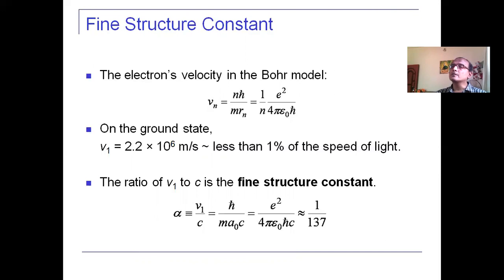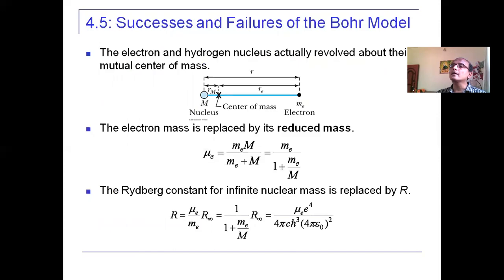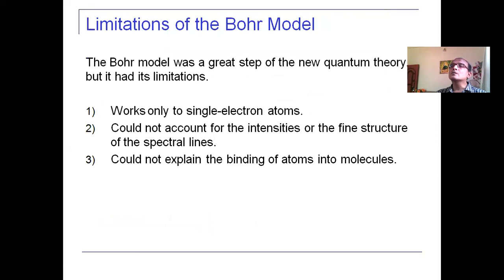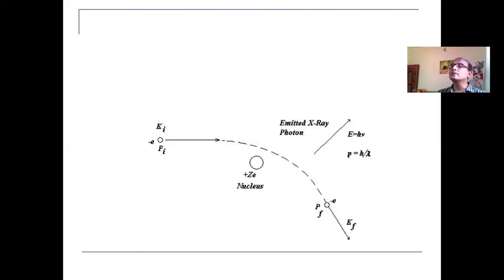Bohr's atomic theory, which consists of the most important portion, that is the determination of energy differences, determining the radius of the Bohr orbit, the different formulae for that, and the successes and failures of Bohr's model. Bohr's model was a great step for the new quantum theory, but it had some limitations. What are the limitations of the Bohr theory? It works only for single electron atoms, could not account for the intensity and fine structure of spectral lines, and could not explain the binding of atoms into molecules. The continuous X-ray spectrum also cannot be explained with the help of Bohr's model.